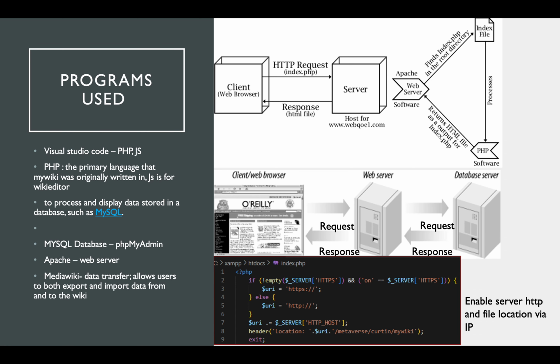And this is my program use. I'm using Visual Studio Code, with PHP and JavaScript. PHP is the primary language that my wiki was originally written in, and JS is for the wiki editor. For example, if you want to edit a page, you need some tools as well, for example the bold, underline, all this stuff, and to process and display data stored in the database such as MySQL.